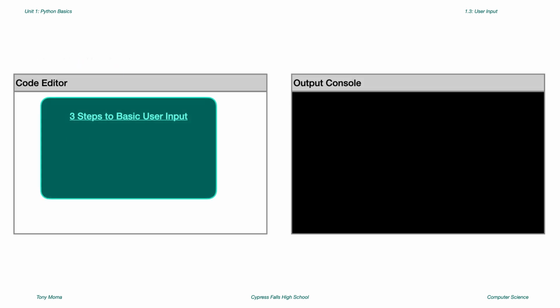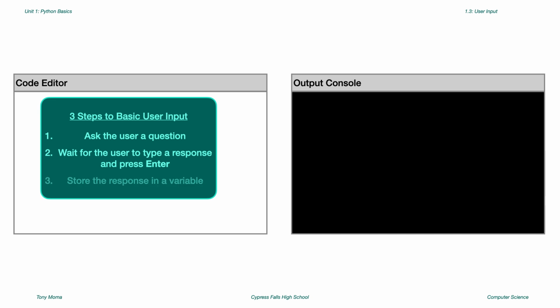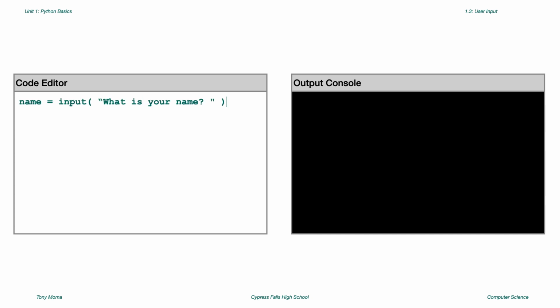So, there are 3 steps to basic user input. The first step, ask the user a question, then wait for the user to type a response and press enter, then store the user's response inside of a variable. So, for example, let's say I want to write a program that asks the user for their name. This line would be the code to do that.